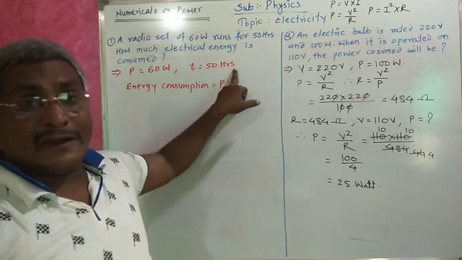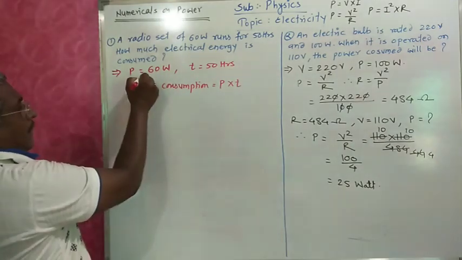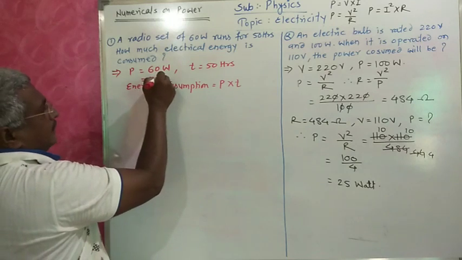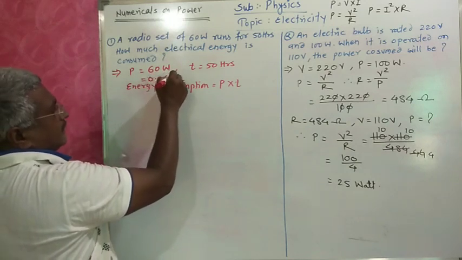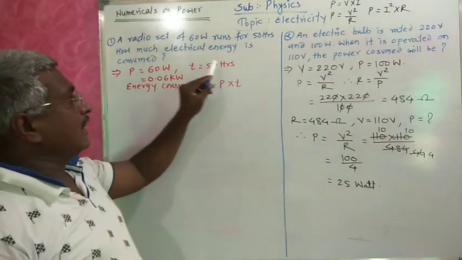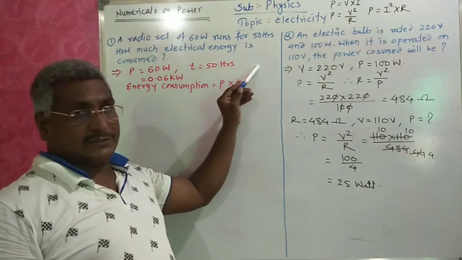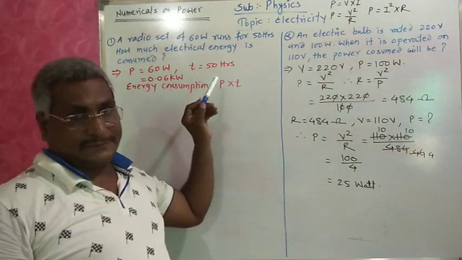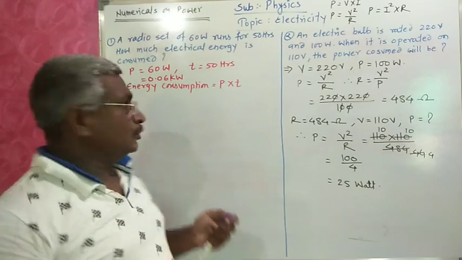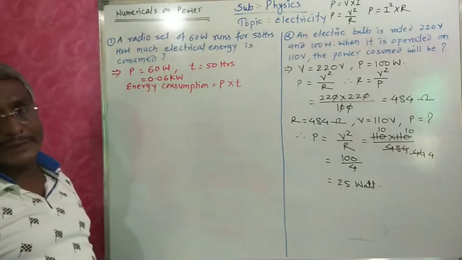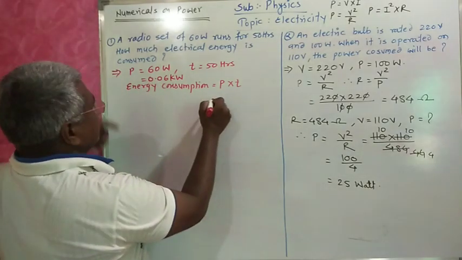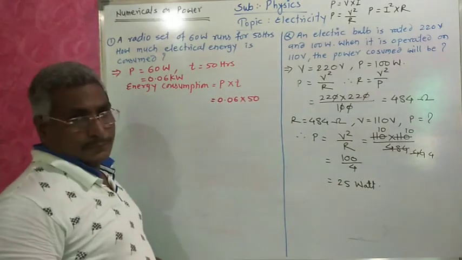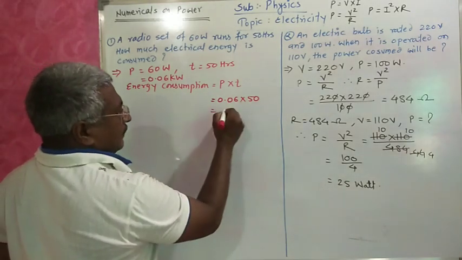So time is given in hours, so power should be in kilowatt. So what will we get? 0.06 kilowatt, because time is given in hours. If you don't want hours, you convert to seconds, so it will come as a big value. So we have to convert the watt into kilowatt. So what is 0.06 into 50? 5 6s are 30.